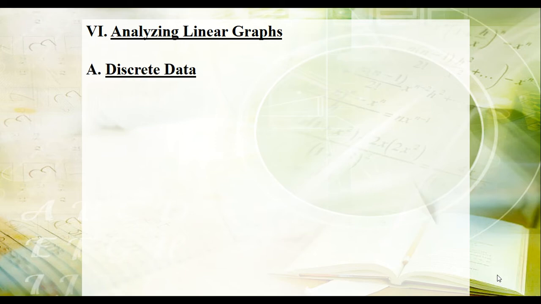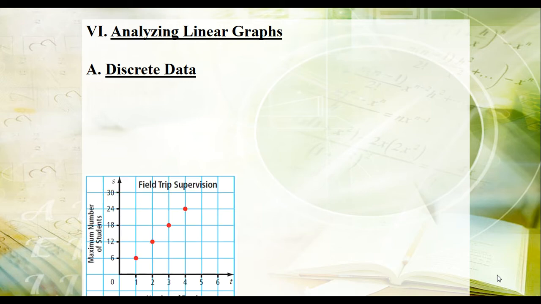First of all, we're going to look at distinguishing between what we call discrete data and continuous data. So the graph I'm going to use here as an example says field trip supervision. On the x-axis of the graph, it shows the number of teachers. And on the y-axis, it shows the number of students. So what the graph is trying to show you is, if you have a certain number of students, how many field trip supervisors would be required.